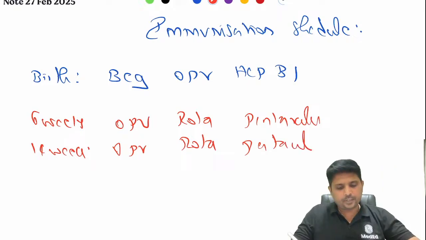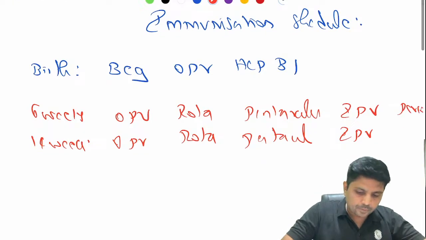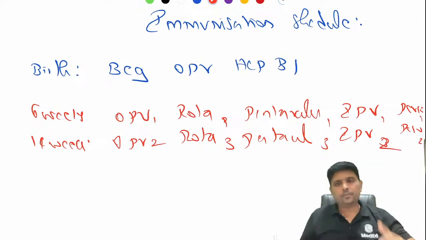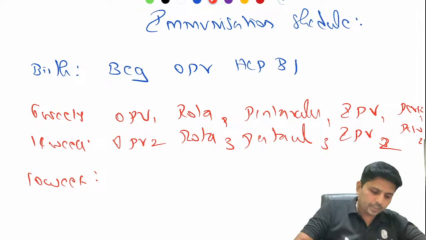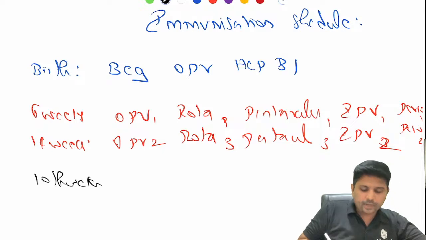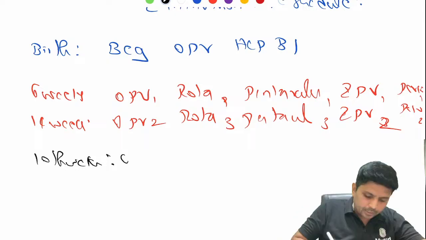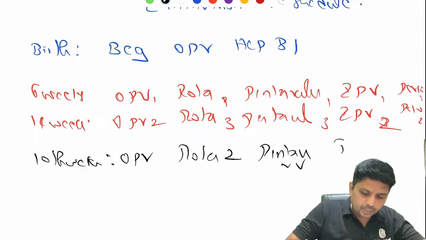At 6 weeks you give intradermal IPV. You give PCV. So 1, 3, 1, 3, 1, 3, 1. This is 6 weeks and 14 weeks. At 10th week, why had I given 6 weeks and 14 weeks together? Because it is one and the same. At 10th week, OPV, yes. Rota 2, yes. Pentavalent 2, yes. But IPV, no. PCV, no, at 10th week.